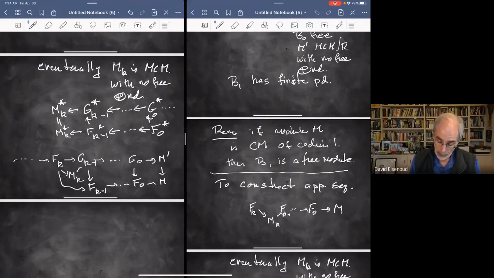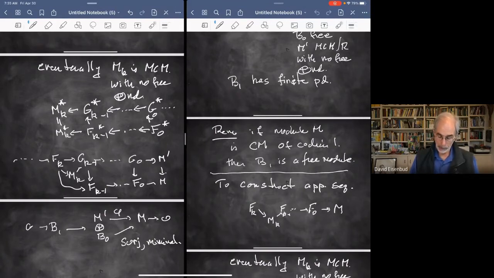And so I have now a maximal Cohen-Macaulay module mapping to M. This map might or might not be surjective. So I get M to 0, here's M prime, and some map phi. Might not be surjective, but I can make it surjective in a minimal way by adding a free module. So now I have a surjective map, minimal. And the kernel, whatever it is, is going to be B1.